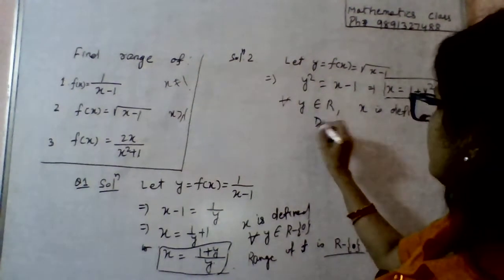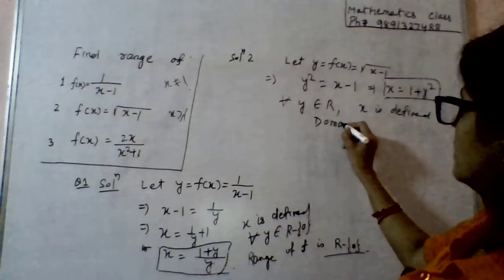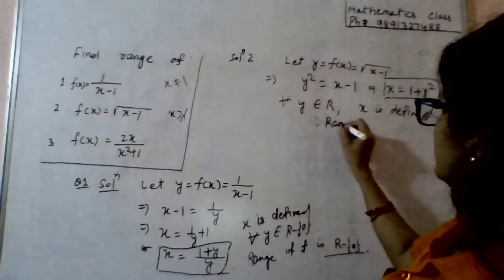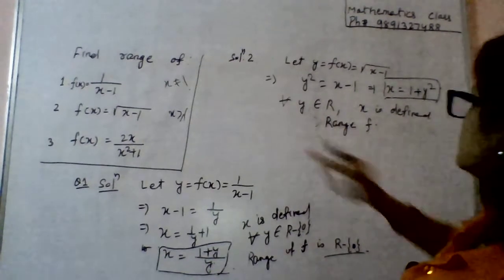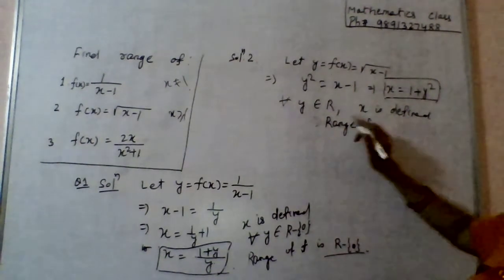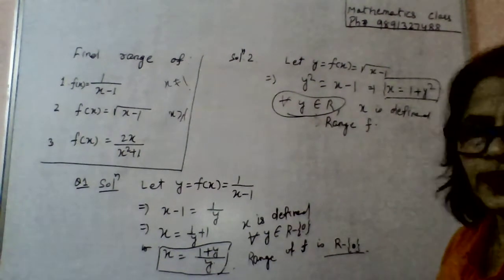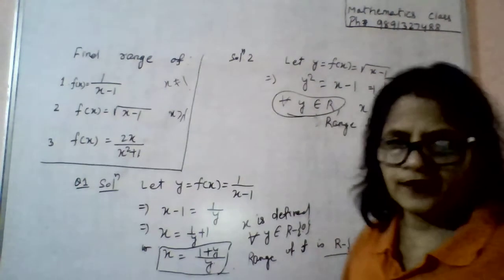So here you have the domain of the function, and you have to write the range. So you can write, just hold on, range of f. Even if we are getting here for all y belongs to R, one word of caution here: can we take the negative values?